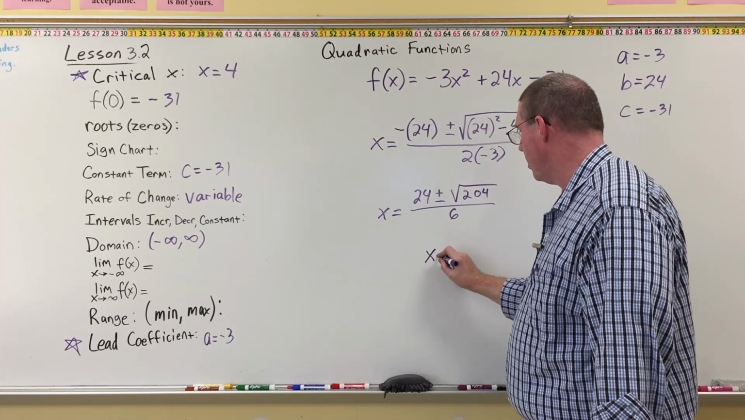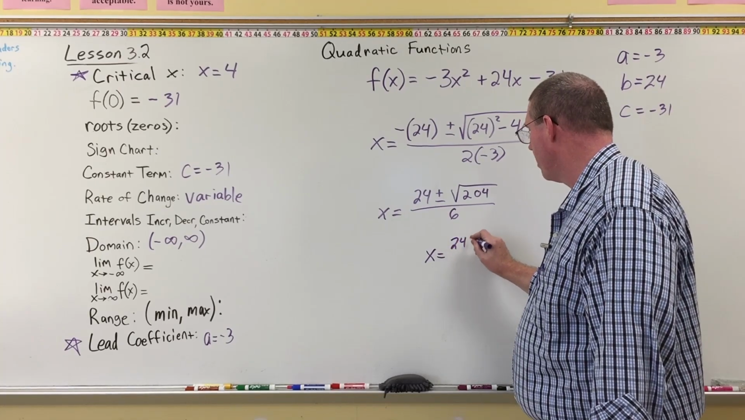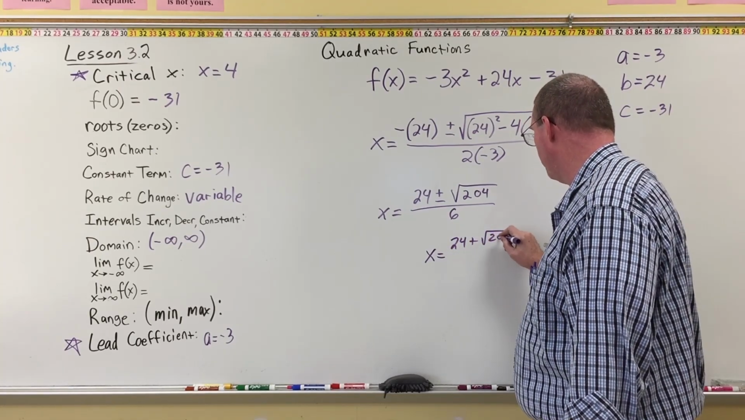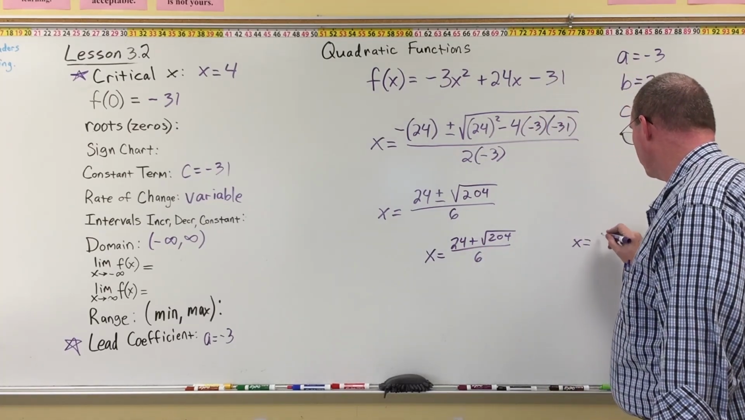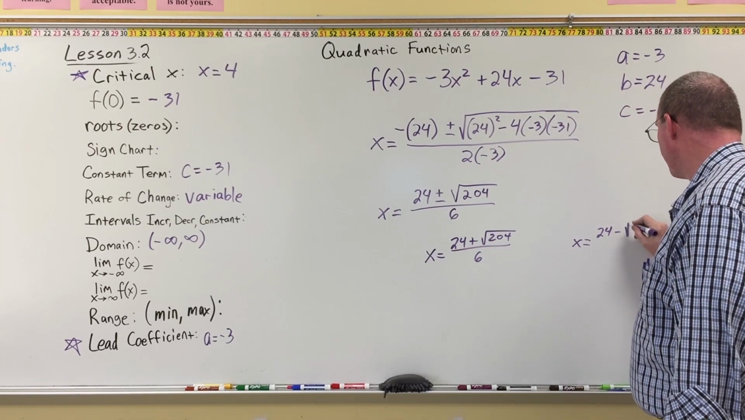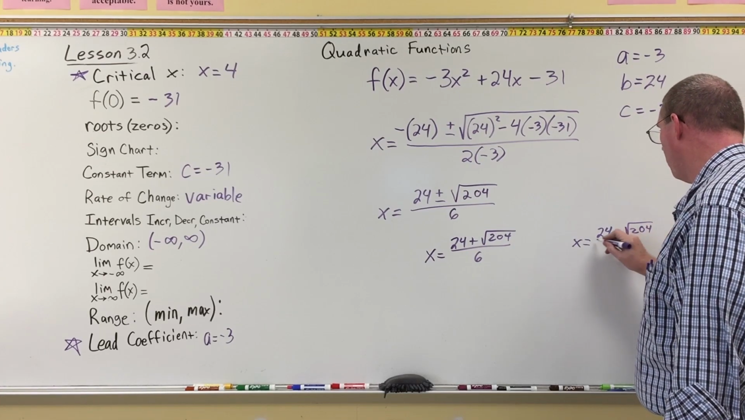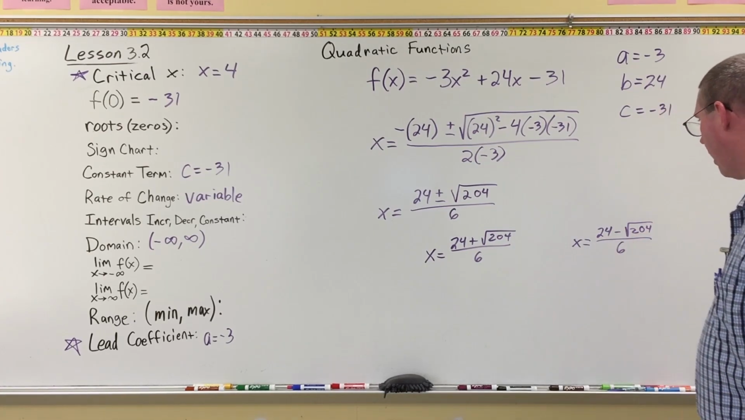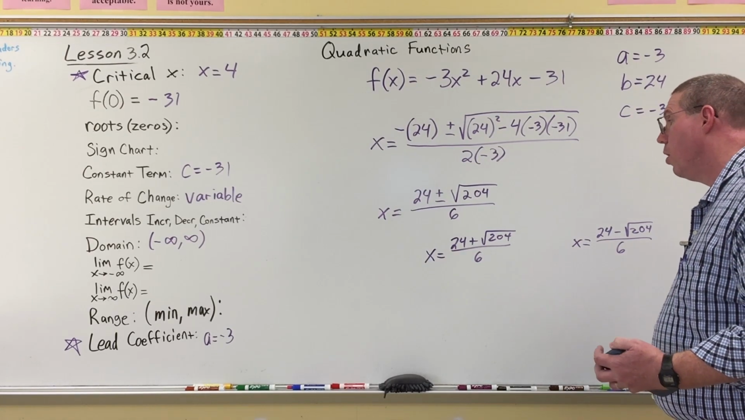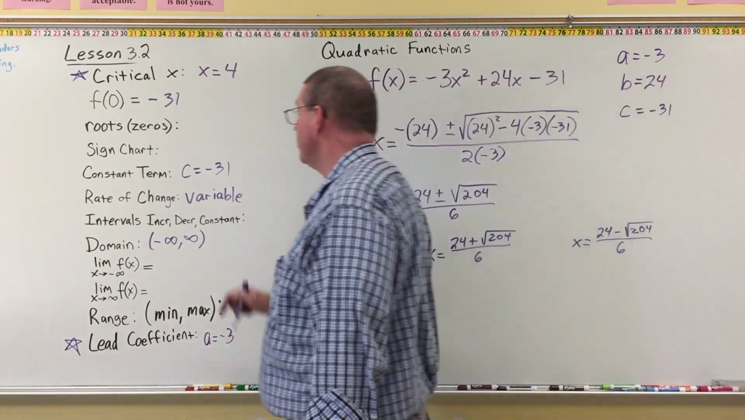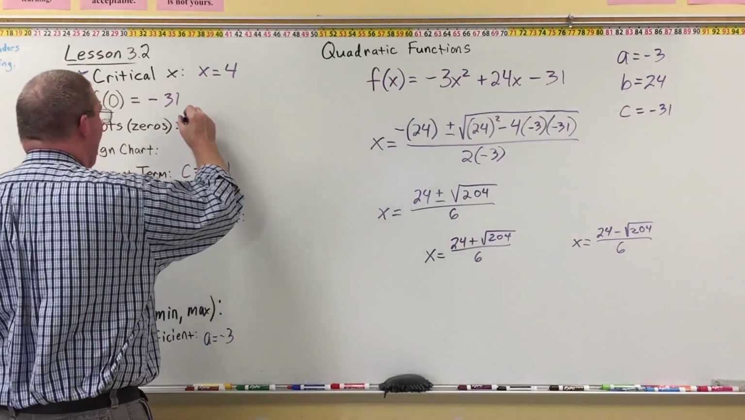So we've got x is equal to 24 plus the square root of 204 over 6, and x is equal to 24 minus the square root of 204 divided by 6, okay? And so now these are actually our zeros. Now this could become a little confusing when it comes time to do our sign chart, but for now let's go with what we have.